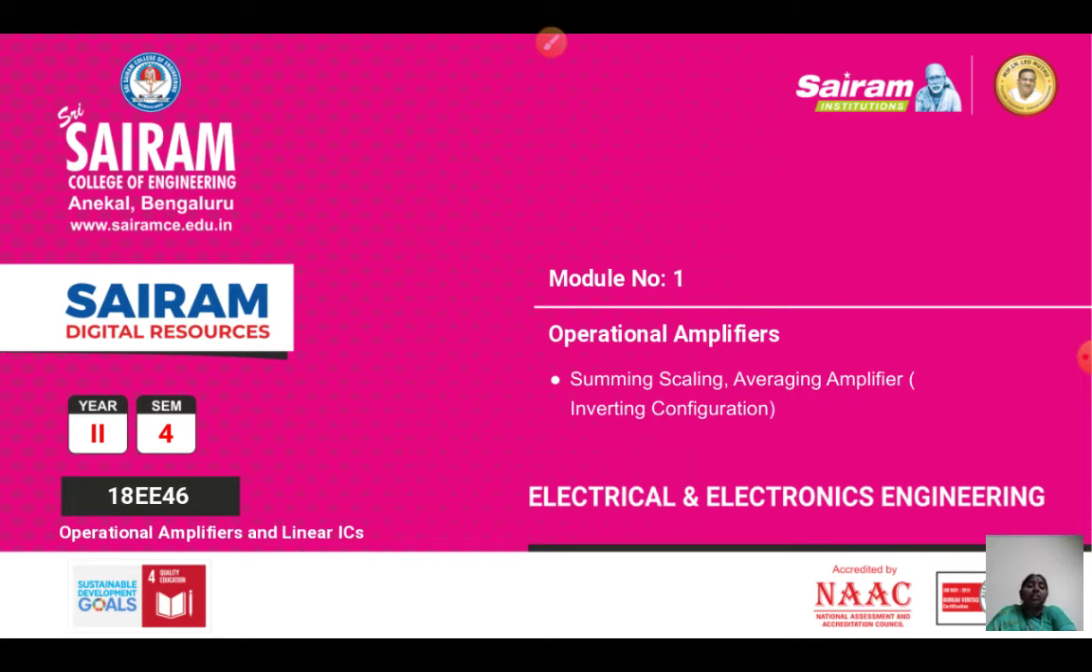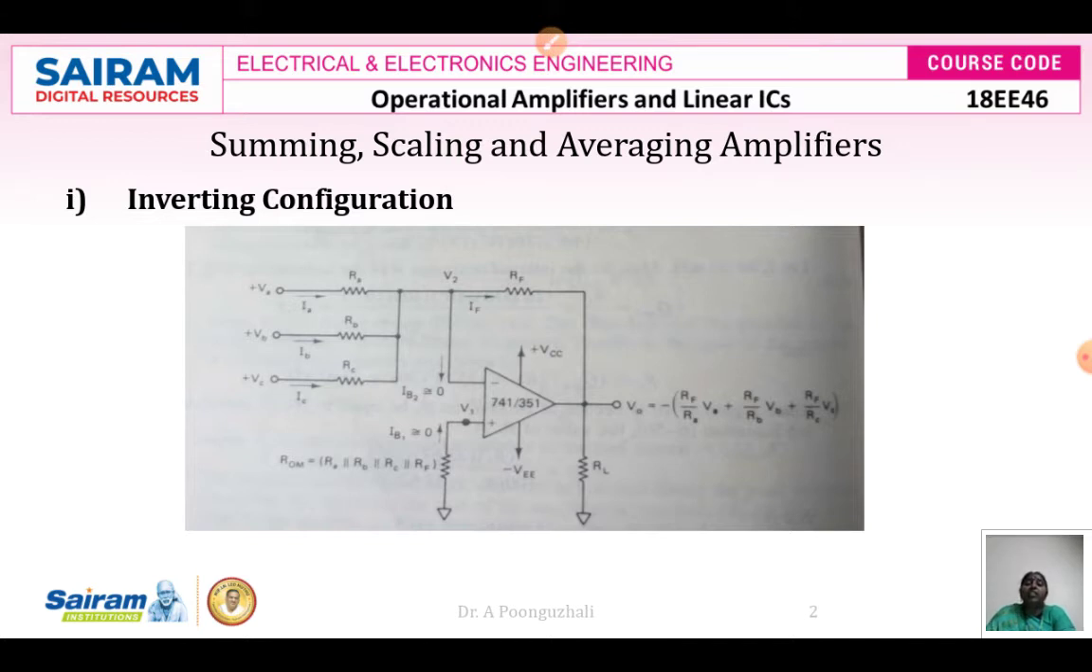So here, the summing, scaling and averaging operation of your operational amplifier can be done under two configurations. One is an inverting configuration, the other one is a non-inverting configuration. So first we will see your inverting configuration. In an inverting configuration, the name itself tells inverting. So we will see the summer circuit. Summer means you are going to sum up your input signals there.